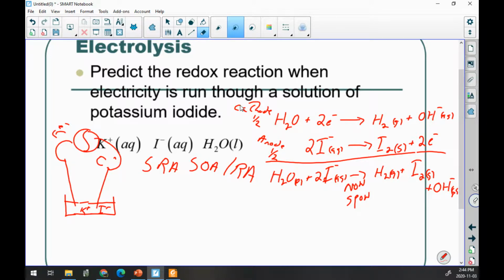Notice what will happen. At the cathode, you will have hydrogen gas being formed and hydroxide ions being formed. Cathode half reaction. So what are you going to observe? You're going to observe bubbles. And you can observe that the pH around the cathode gets higher because you're getting more basic. If you were to test with a pH strip or a litmus paper, your pH strip would turn blue. You would have a solid being formed at the anode.